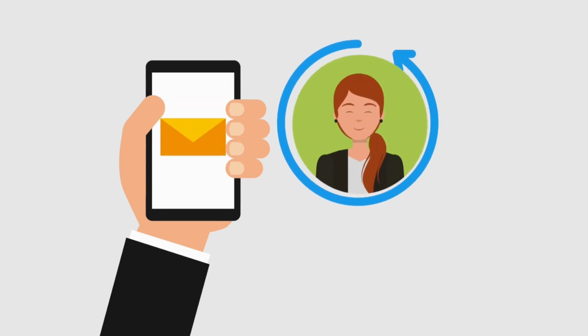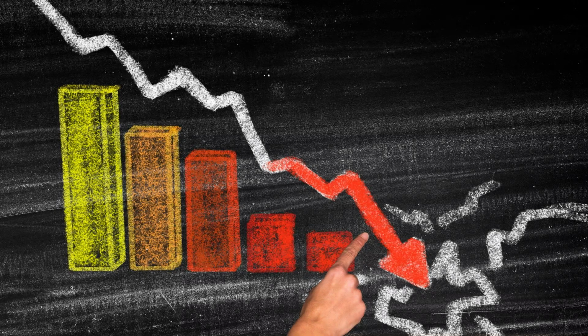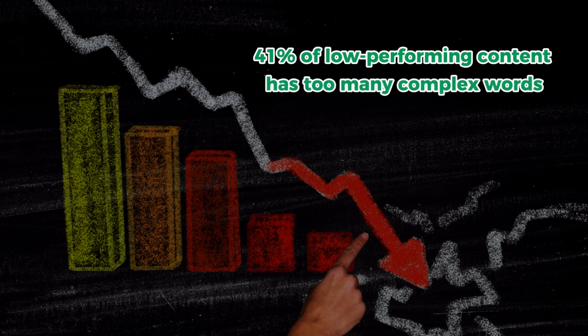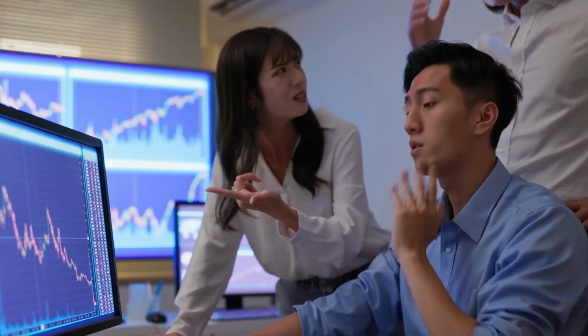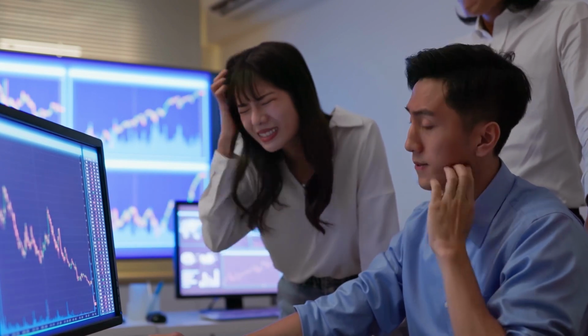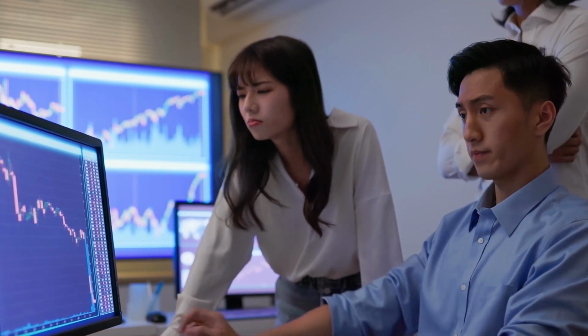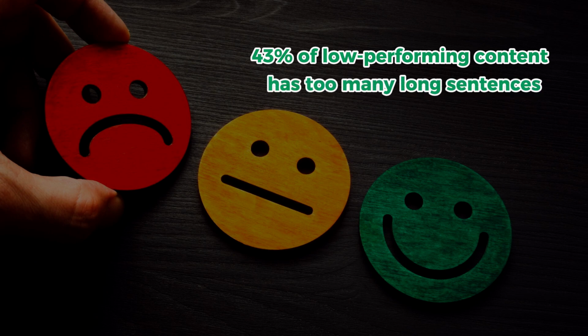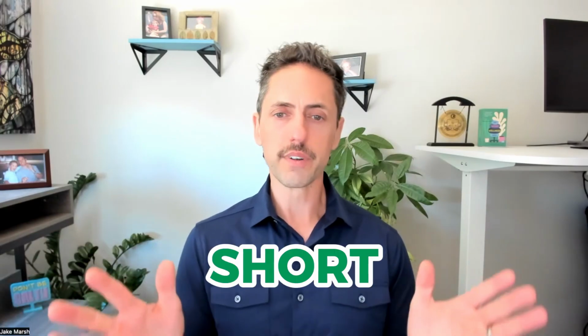Then looking at the other end of the spectrum, when we look at low performing content, 41% of low performing content has too many complex words. Very common. Also, 43% of low performing content has too many long sentences. So again, short, sweet, simple is the name of the game here.